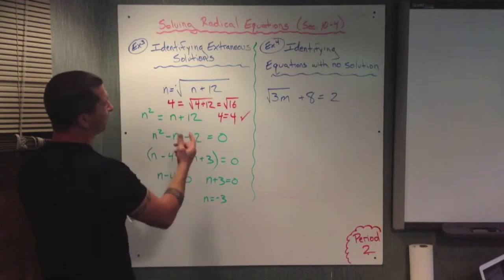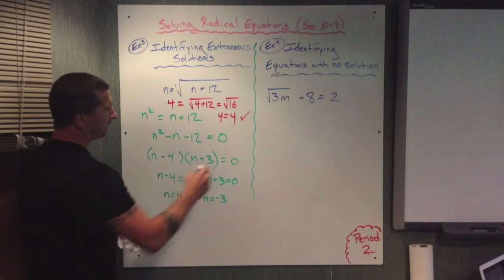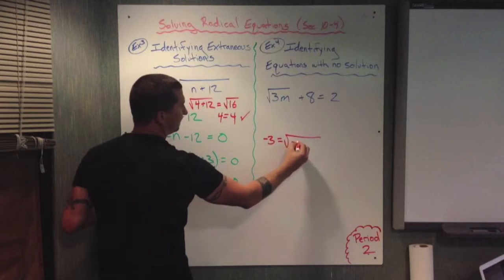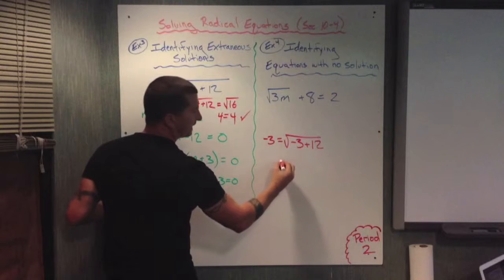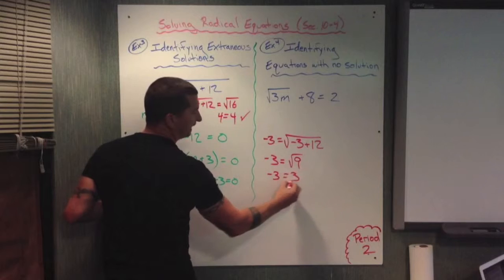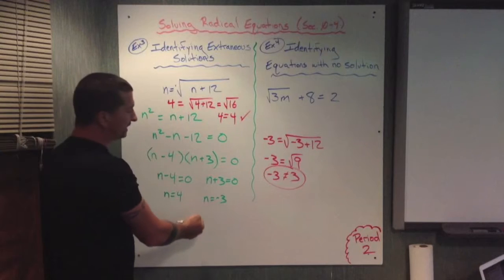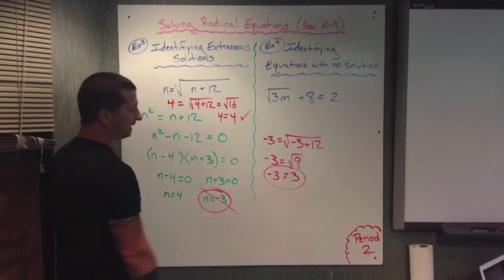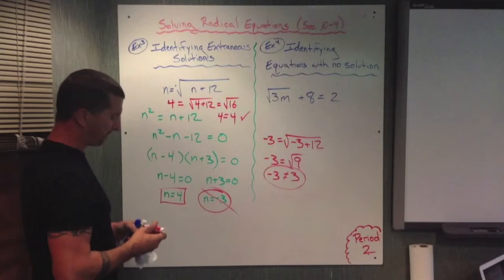Now to check our next answer, we have -3. I'll write this over here. That would give us -3 equals the square root of -3 plus 12. -3 plus 12 is 9, so the square root of 9 equals -3. We get -3 equals 3. This is not true, which means -3, even though we got it as a solution, is an extraneous solution. It's not one that works. So this is not a solution. This problem only has one solution, which is n equals 4.